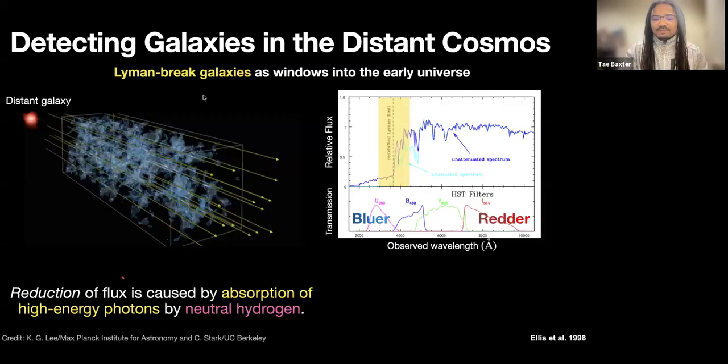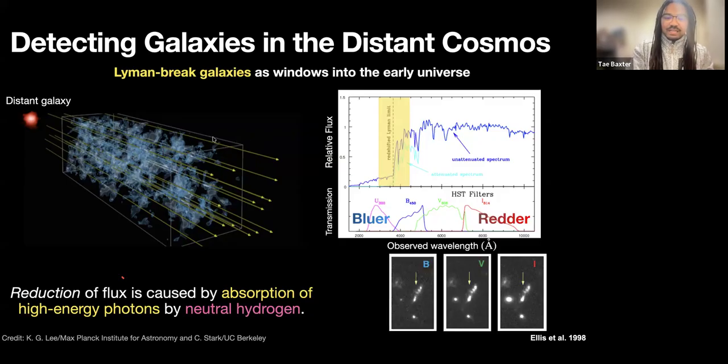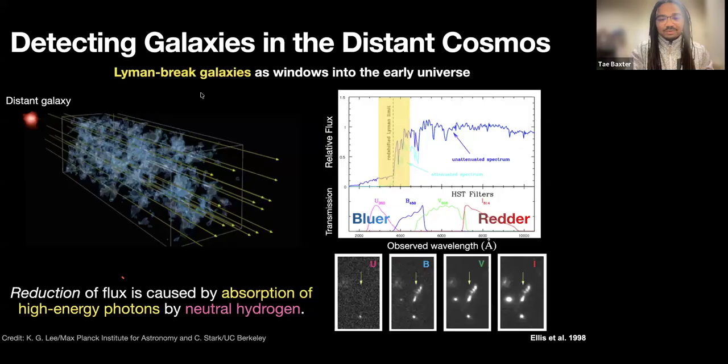And while you need something known as spectroscopy to measure this, which is far more expensive than getting imaging, you can actually identify these galaxies using imaging alone. You basically take an image of a galaxy in a narrow wavelength range at redder colors and progressively bluer colors. In this case, you have it in the I band, you have it in the V band, and you see it in the B band. But once you go past where this break is occurring, you don't see anything because the flux has dropped so much here. So this is one way that folks were cheaply able to identify these distant galaxies.